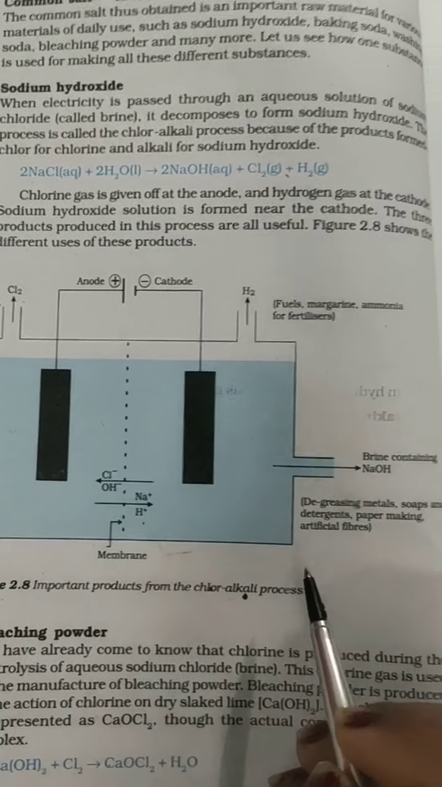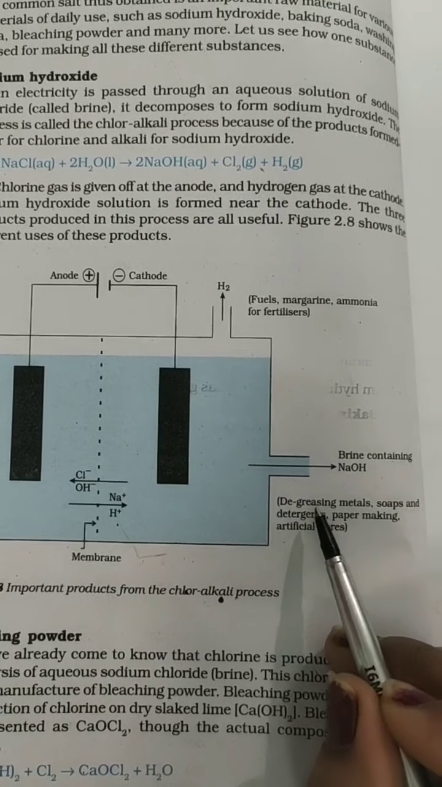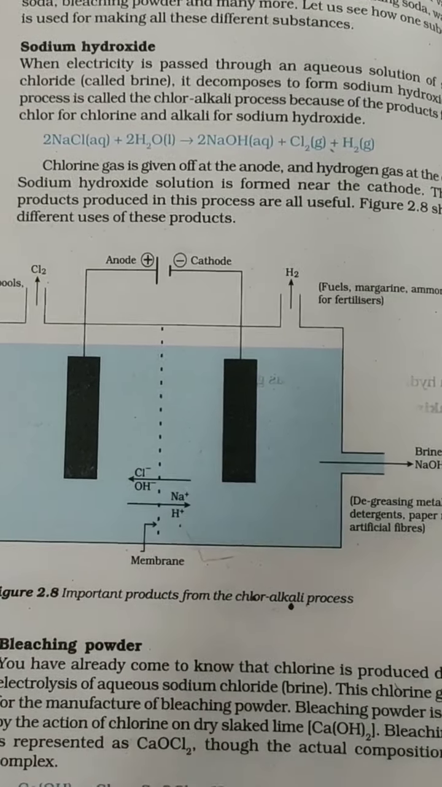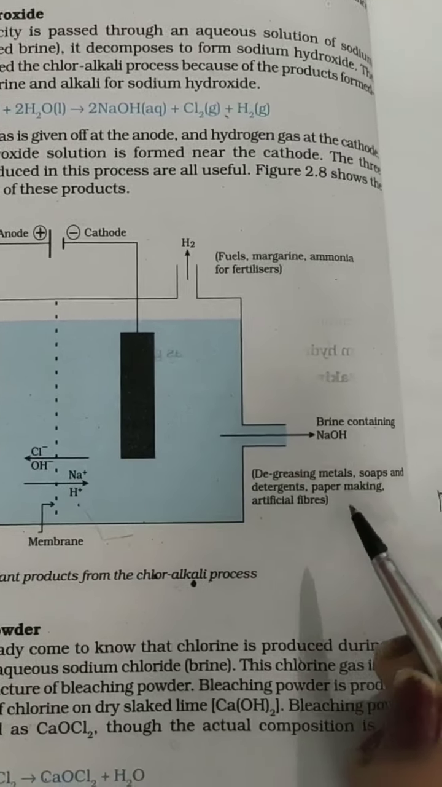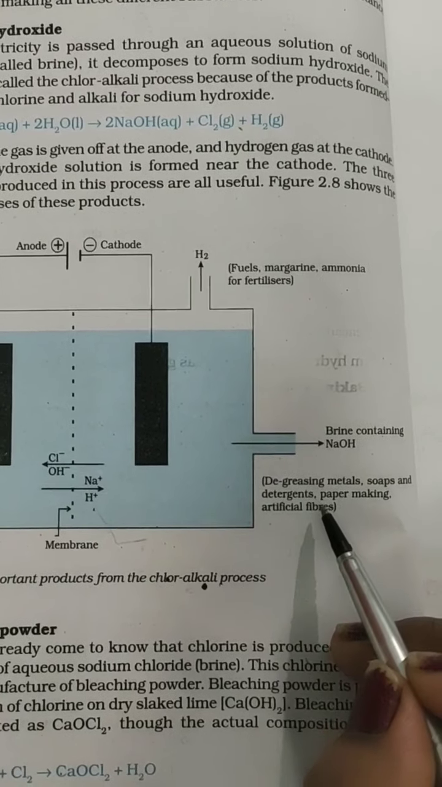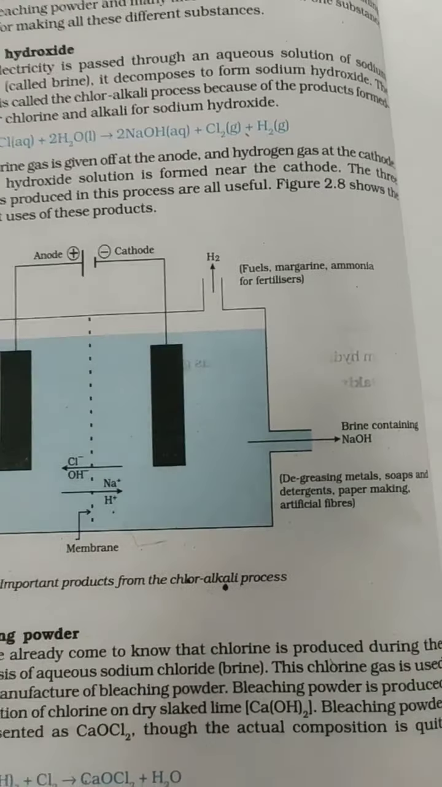And at last, the use of NaOH. It is used for degreasing metals, to remove the grease from the metals. It is used in the manufacture of soaps and detergents. It is also used in paper making and artificial fibers.